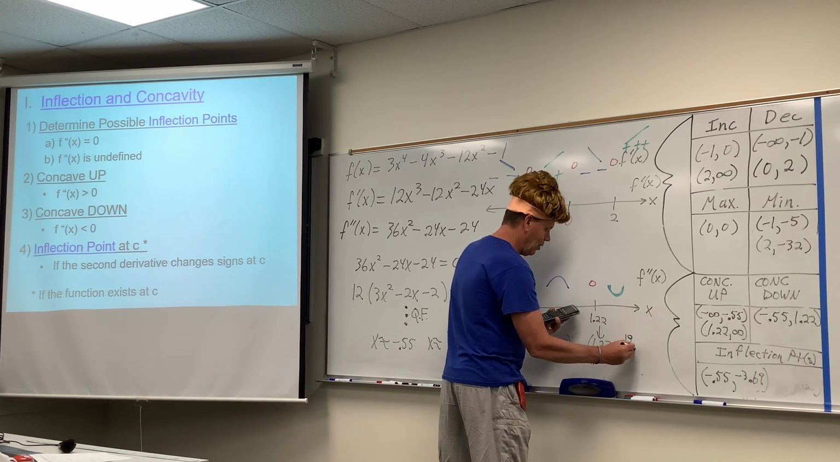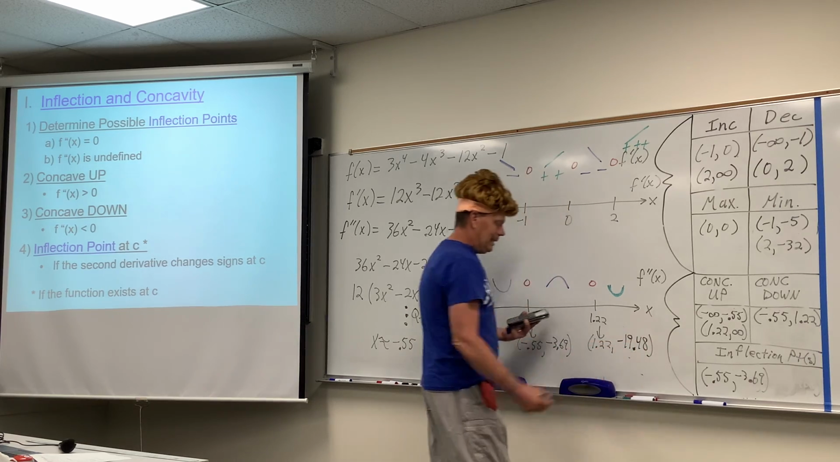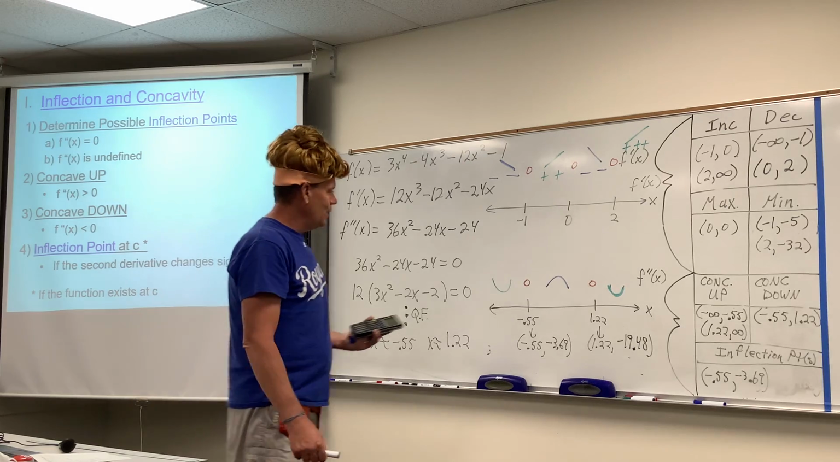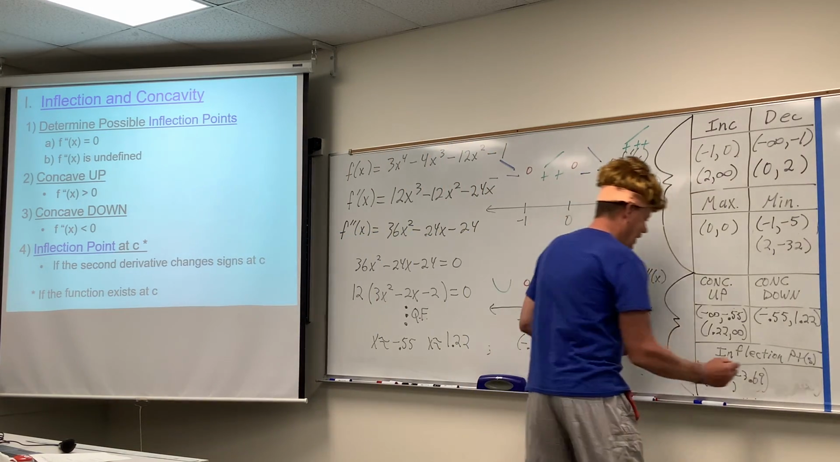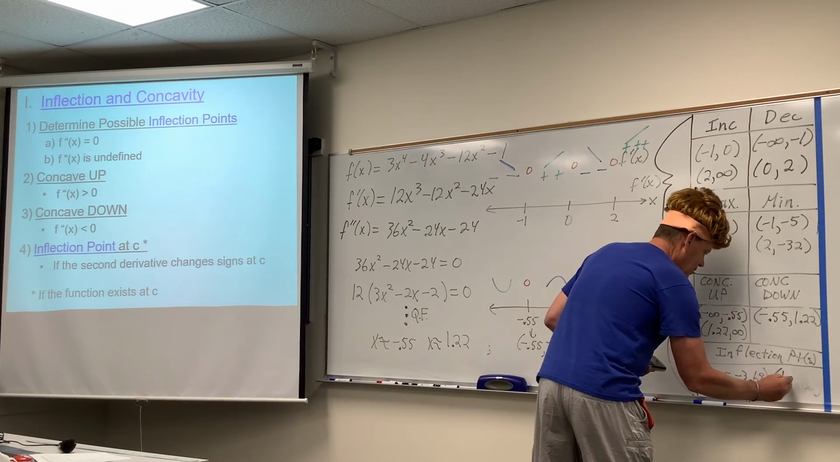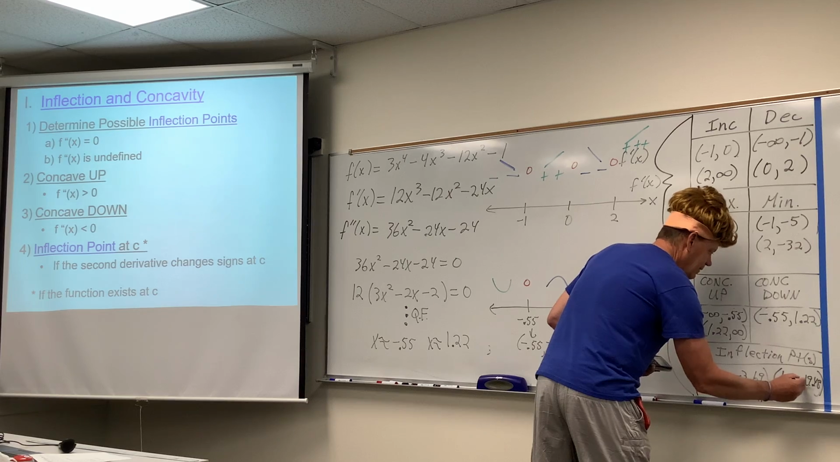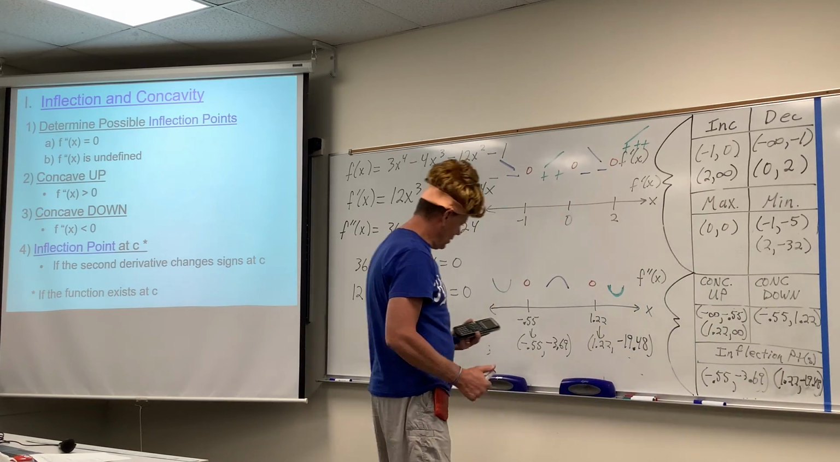If I discover this is wrong later, apologies. I'm probably not going to come back and re-record the whole thing if that's wrong. So 1.22 and then that number, 1.22 and negative 1948.